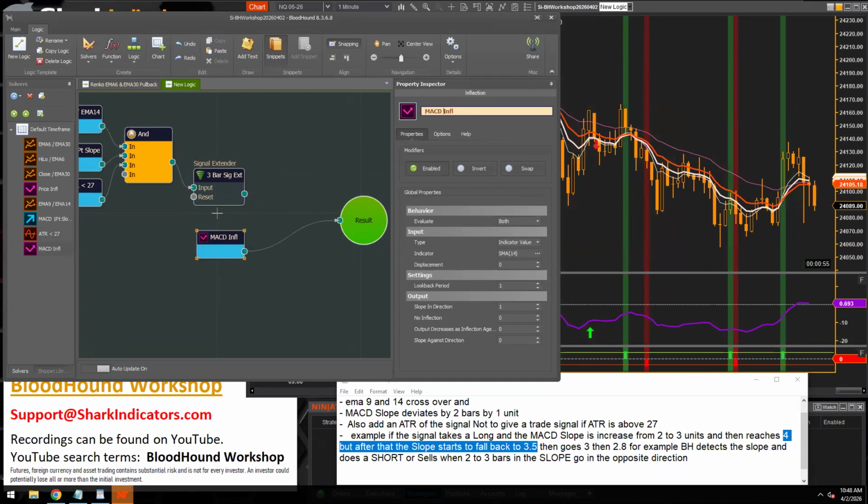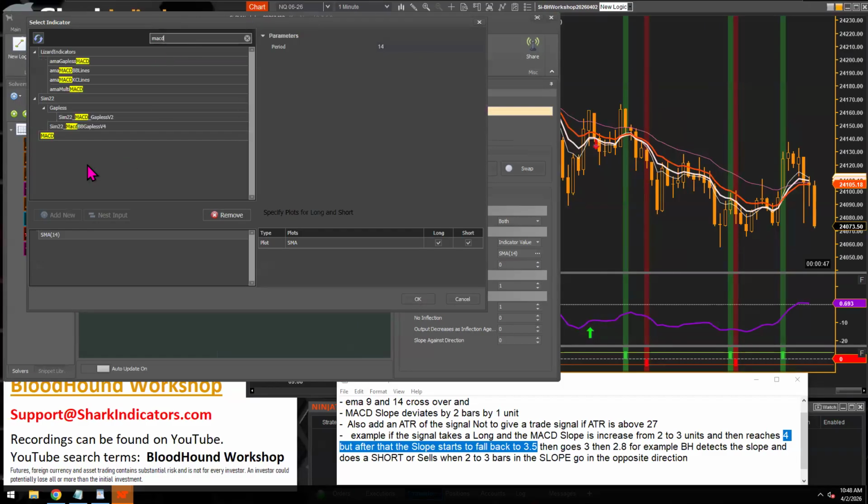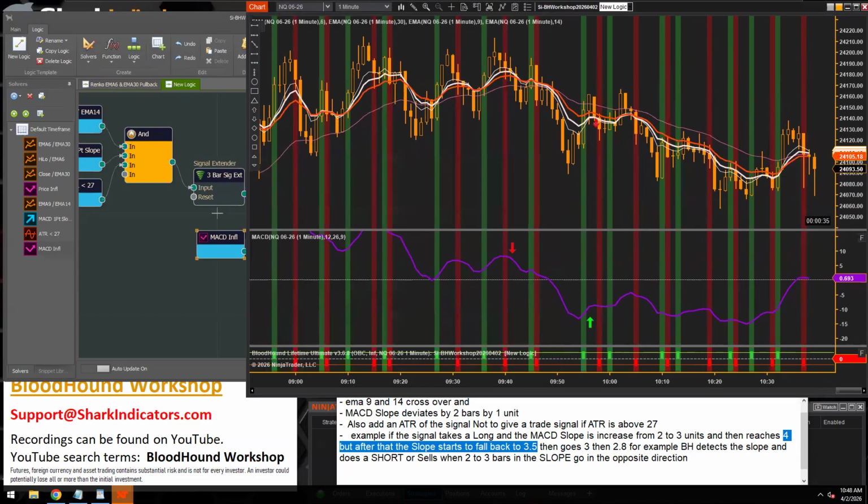All right, MACD inflection or MACD reversal. There we go, there's our MACD. And again, we're looking at the MACD line there, so that's selected for us. And there we have it. So every time that MACD reverses directions, when it rolls over, there we go. We have them all marked now.